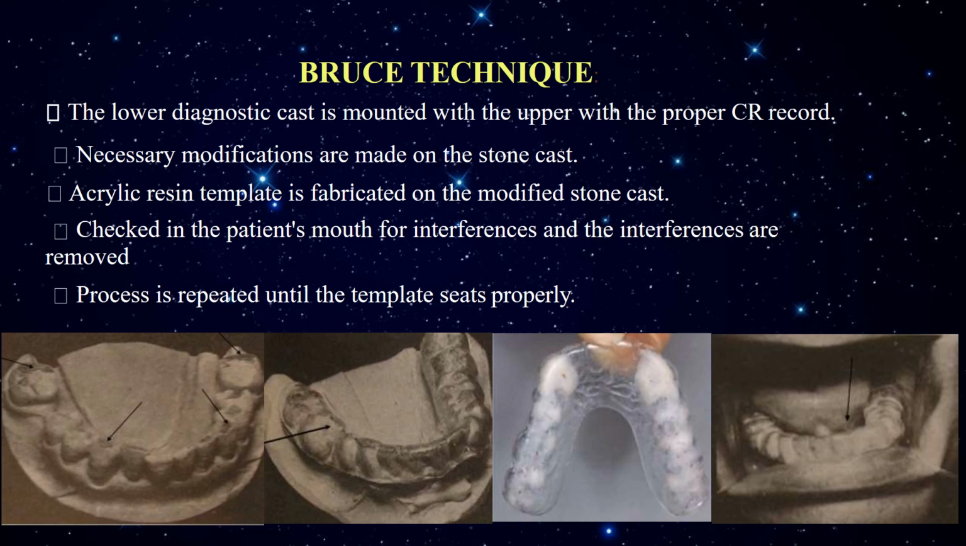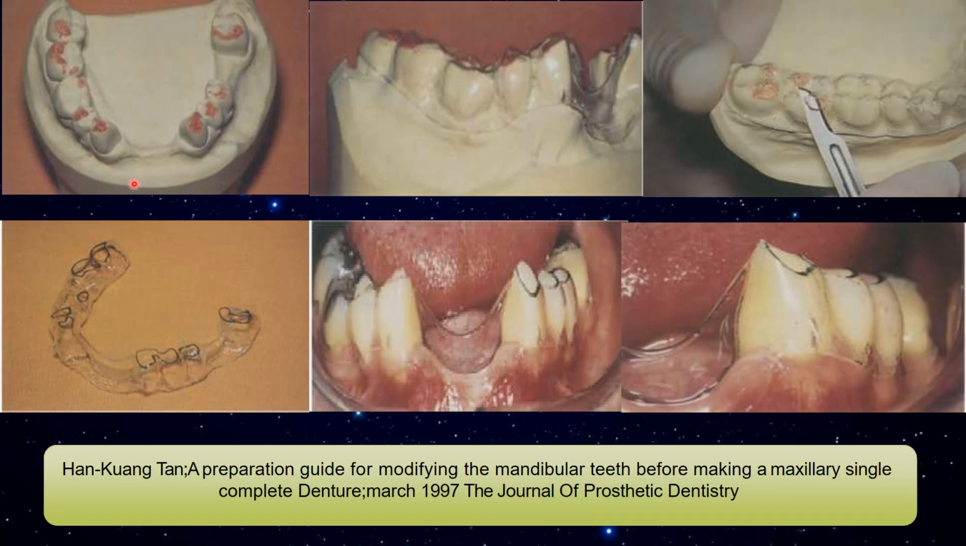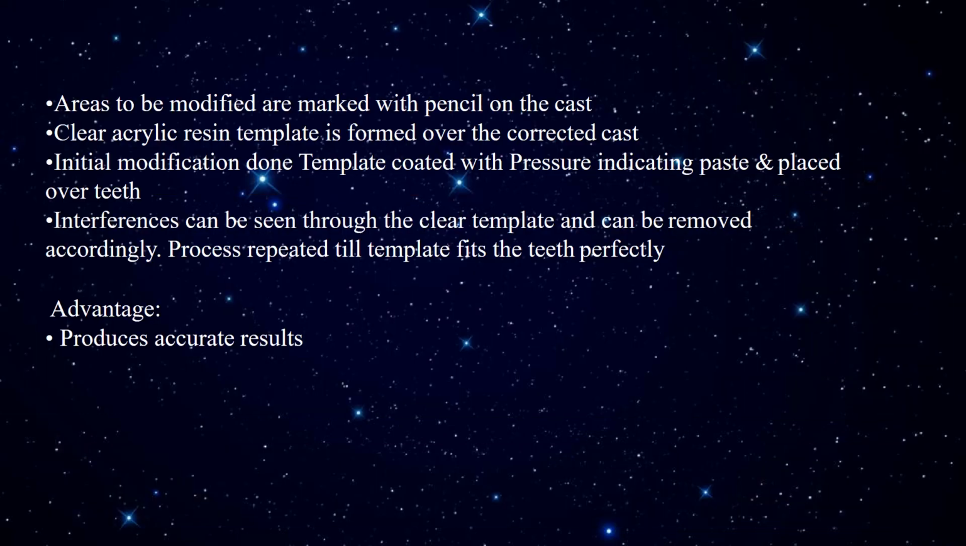Okay, so this is the technique. You can see here these are all the areas that need to be modified. They have been ground or trimmed on the master cast. Then a clear acrylic resin template has been fabricated, and this template is then used in the patient's mouth to grind these areas. So all these areas which are marked and scraped on the cast are then scraped using this template in the patient's mouth till the template sits firmly. And after this, the teeth setting for the maxillary complete denture is done.